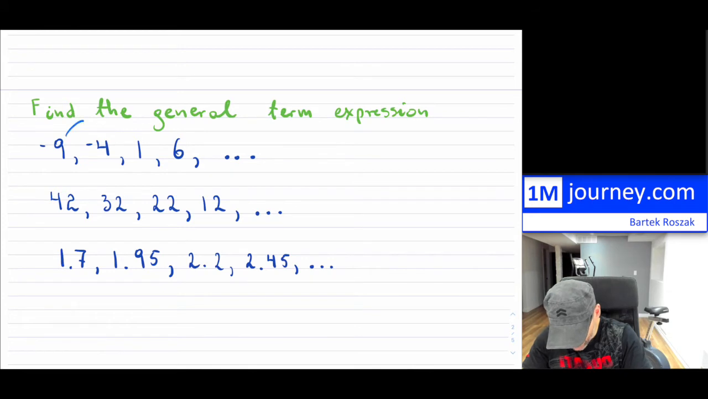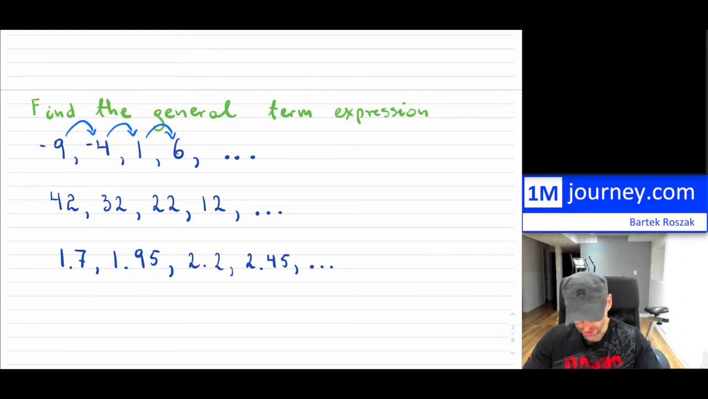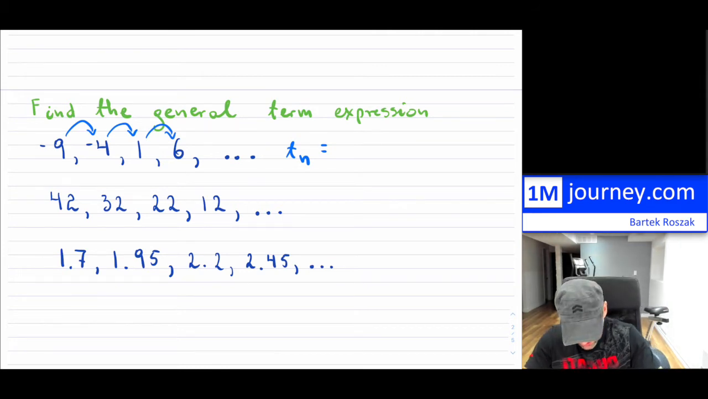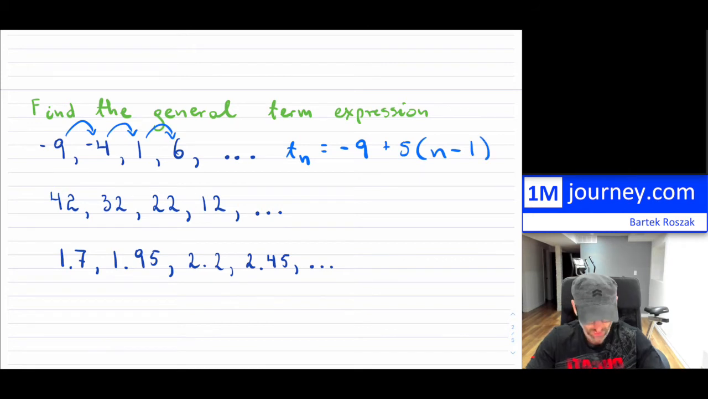So it's going from -9 to -4. That would have been increasing by 5. And -4 to 1, it's increasing by 5. 1 to 6, increasing by 5. So all you do is say, any term that you like, term n, is equal to whatever you start with. Now we're increasing, so this is going to be plus 5. That's your difference. And then it's going to be n minus 1.